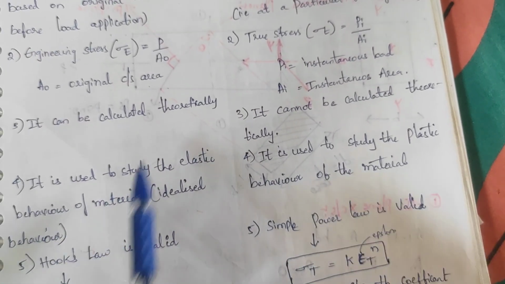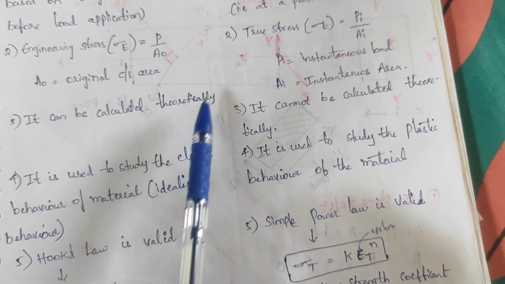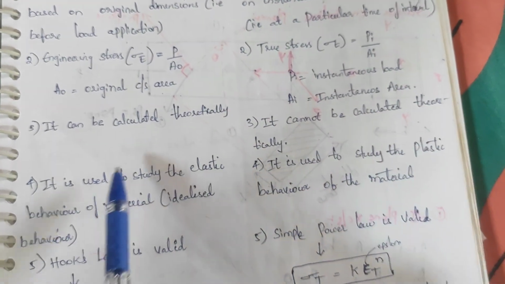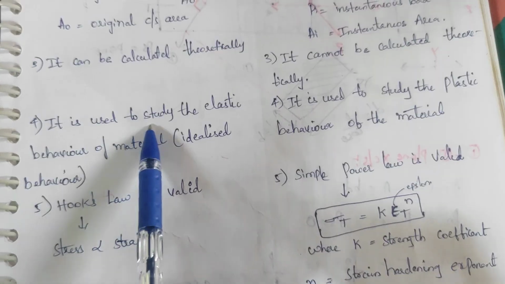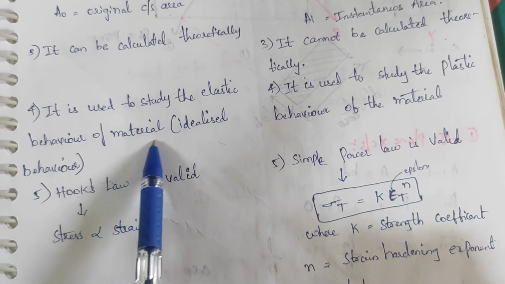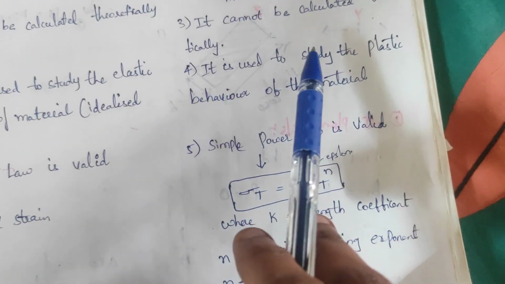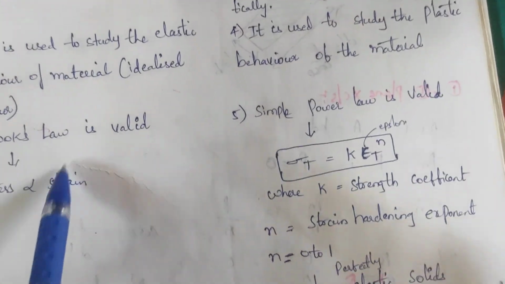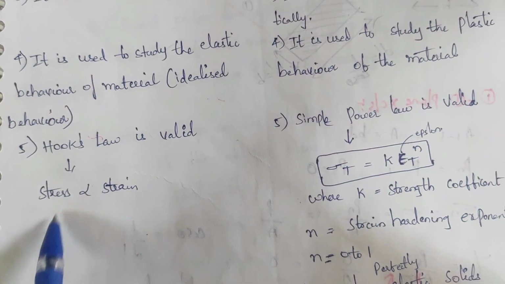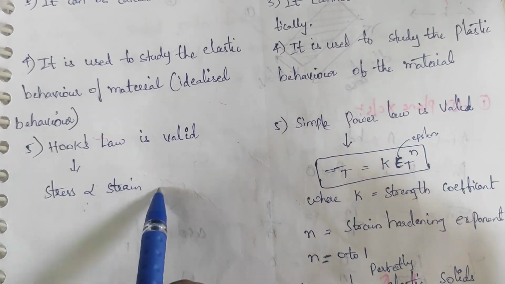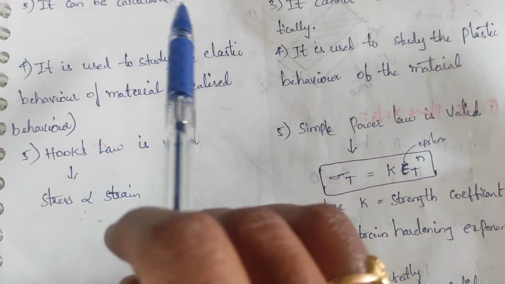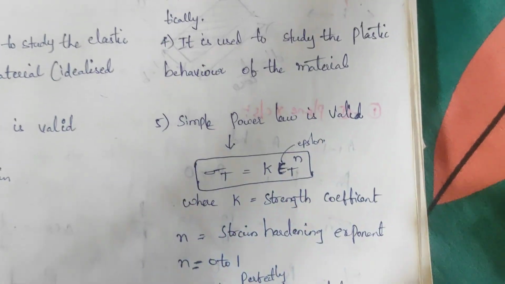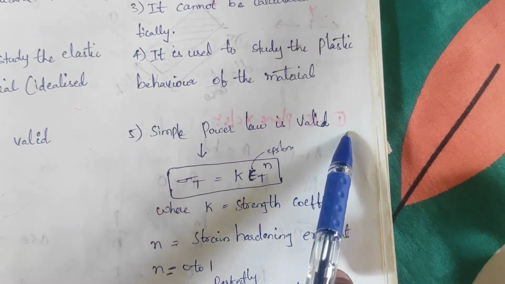And see, conventional stress can be calculated theoretically. This true stress cannot be calculated theoretically. Conventional stress is used to study the elastic behavior of the material. True stress is used to study the plastic behavior of the material. Here Hooke's law is valid. Hooke's law means within the proportionality limit, the stress is directly proportional to strain. In conventional stress, Hooke's law is valid, and in true stress, the simple power law is valid.